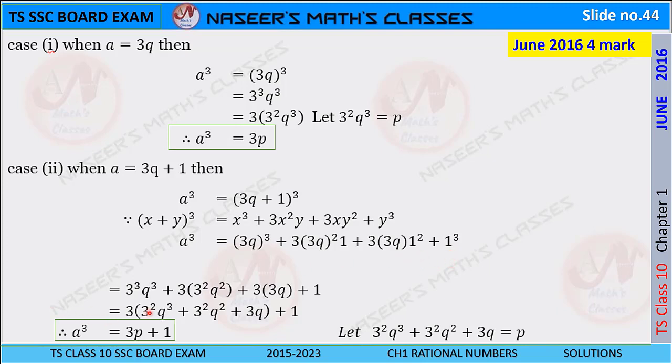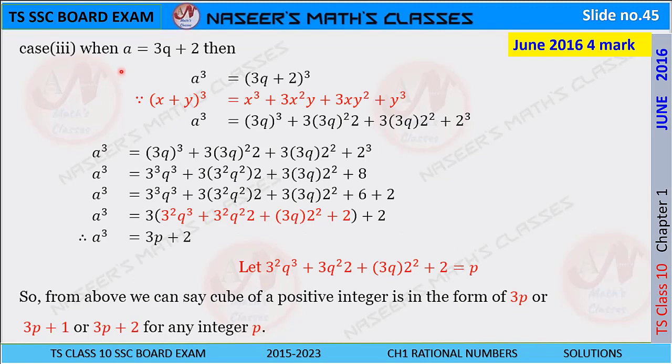Then we can write our equation as 3 cube q cube plus 3 times of 3 square q square plus 3 times of 3q plus 1. In first 3 terms we take out 3 common, then we can write it as 3 times of 3 square q cube plus 3 square q square plus 3q, plus 1. Here what is in the bracket, let it as p. Then we can write this equation as 3p plus 1. Therefore a cube is equal to 3p plus 1.